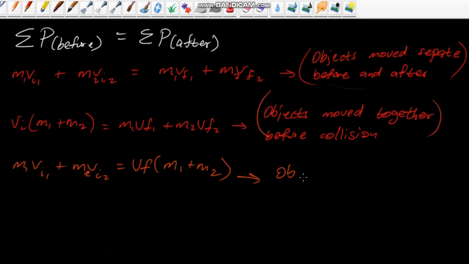Objects moved together after collision. Ibalekile lento ukuthi uyazi ukuze ungeze kuba nezinkinga mase kumele usolve.